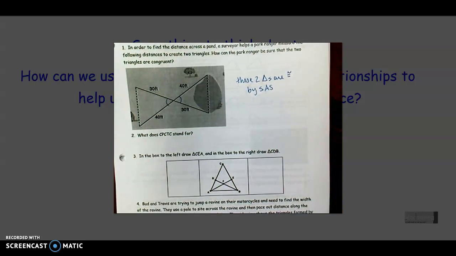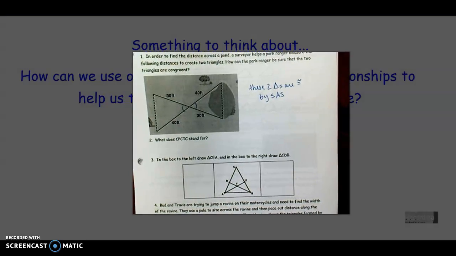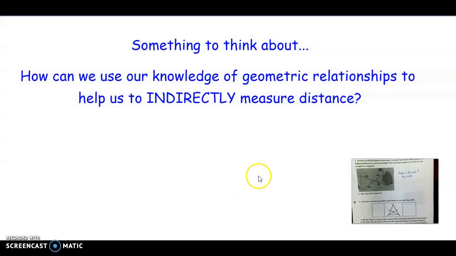Okay. Number 2 in your notes is coming in just a moment. So what we're thinking about today is how we can use our geometric relationships to help us indirectly measure distance. So hopefully you understand indirectly means you're not directly measuring it. Like she did not directly measure the distance across the pond. She measured something on the ground that was congruent to it.